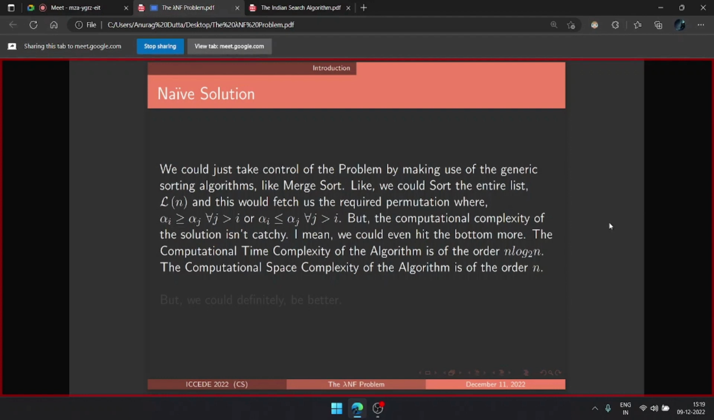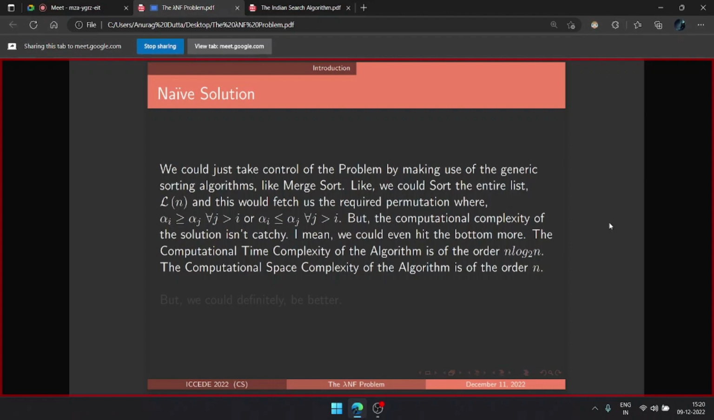Now, the naive solution for finding that permutation would be to apply some sorting algorithm, like merge sort or heap sort or anything like that, and just sort them. If we do that, the computational time complexity would be of the order n log n, and the space complexity would be of the order n.